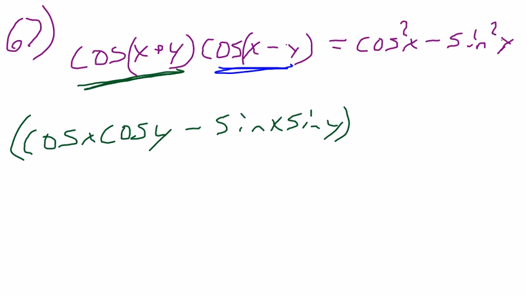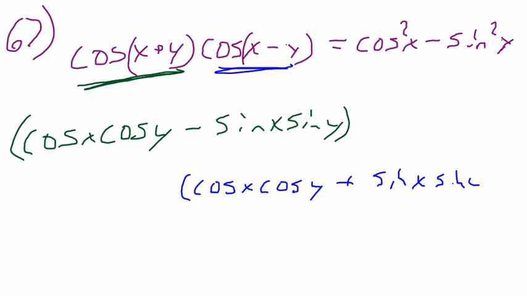And I wish I could keep these all on the same line because I think that'd be easier to see, but it's going to go a little bit lower here. So the blue part would be cosine of x, cosine of y, plus sine of x, sine of y. Okay, now what do you notice here?